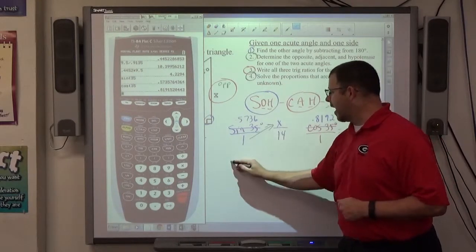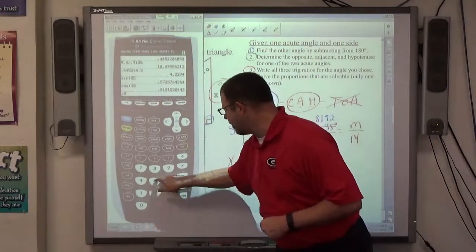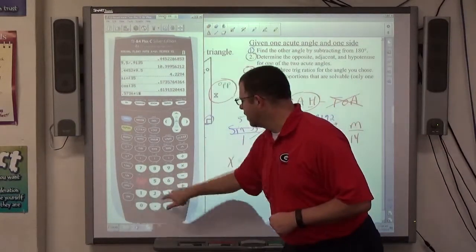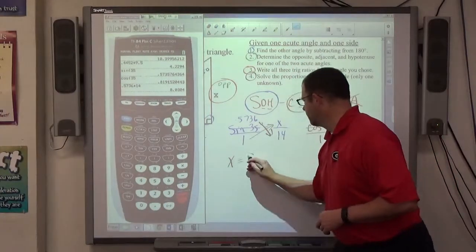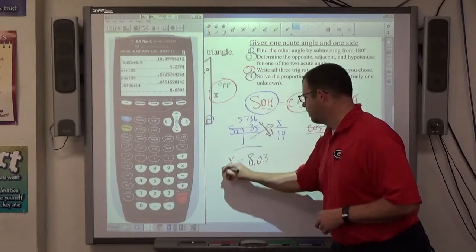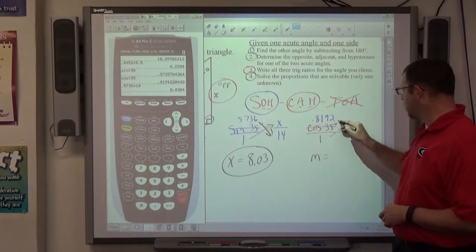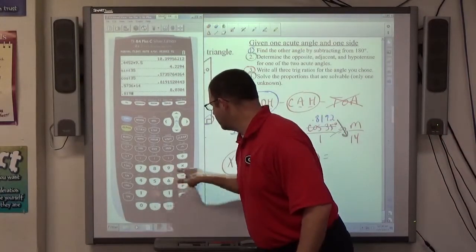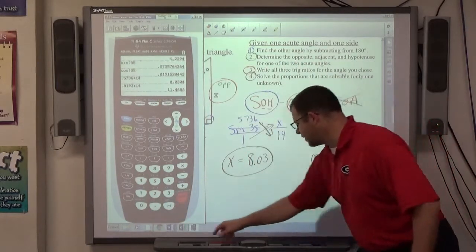This product x equals this product. I don't know what that product is, but my calculator knows 0.5736 times 14 comes out to 8.03. And this proportion here, 1 times m is m, and again 0.8192 times 14, I have no idea. 0.8192 times 14, that comes out to 11.47.